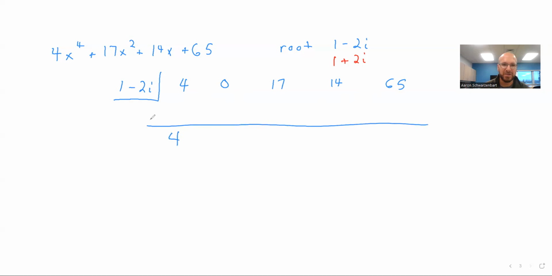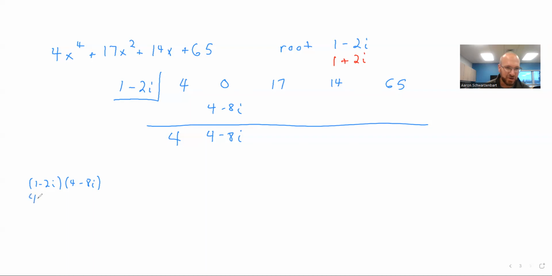Bring down my 4. Now I'm multiplying 4 times 1 minus 2i. That's 4 minus 8i. This is a complex number here. Okay. Now's where I've got to do a little bit of side multiplication. 1 minus 2i times 4 minus 8i is what I need to do. I'm going to write it out off to the side. I'm going to FOIL, and then I'm going to simplify.